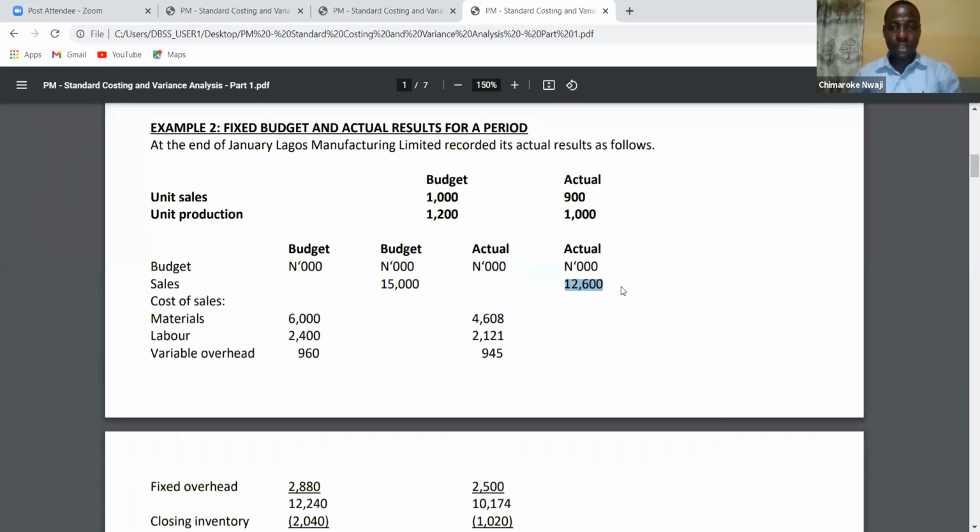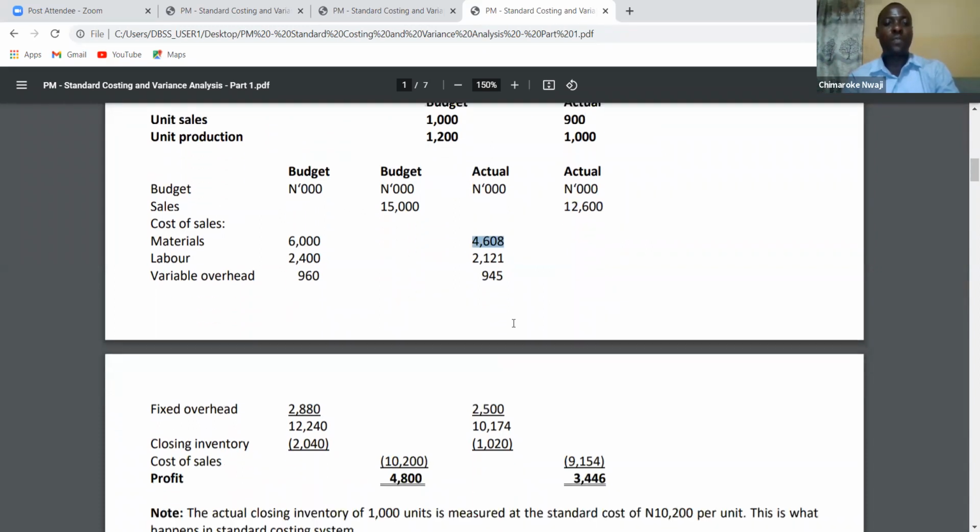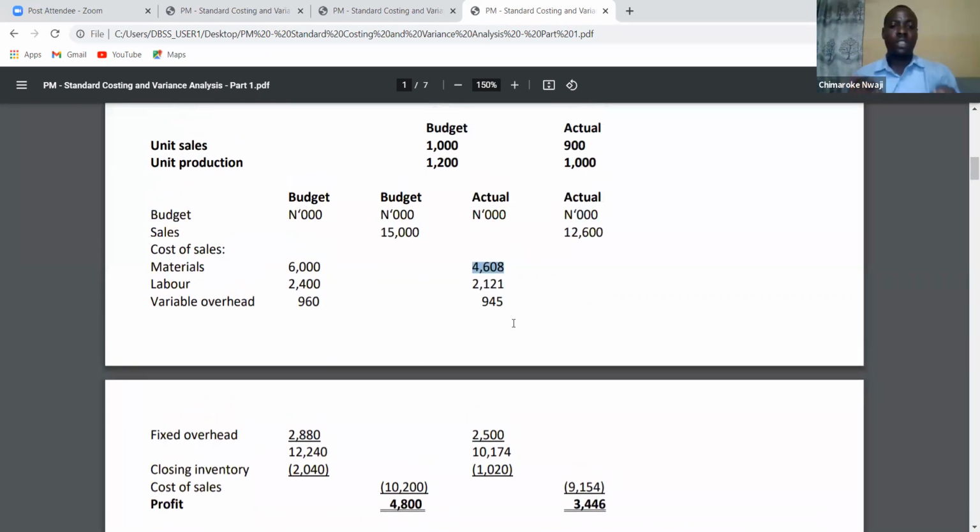Let's see, 12,600,000 divided by 900. So we sell at 14,000 naira. So that's what gave us 12,600. Then our cost of sales, our actual cost of materials was 4,608,000. Our labor, our variable overhead, and fixed overheads give us all of these. But something is similar between the budget figure and the actual figure. And what is that similar thing here?